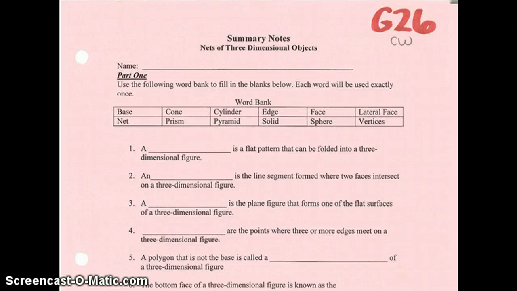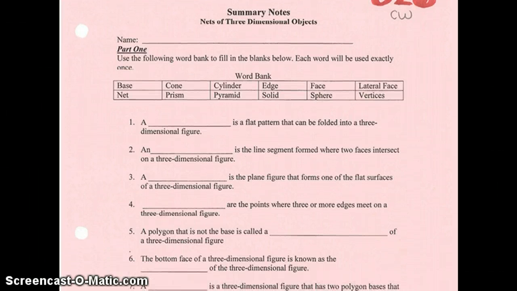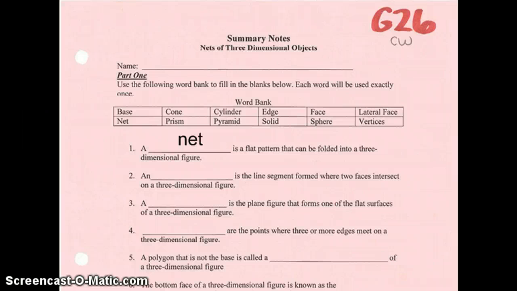These are the G26 summary notes on nets of three-dimensional objects. A net is a flat pattern that can be folded into a three-dimensional figure. So this would be if you take a three-dimensional shape and you unfold it, it becomes the net. An edge is the line segment formed where two faces intersect on a three-dimensional figure.